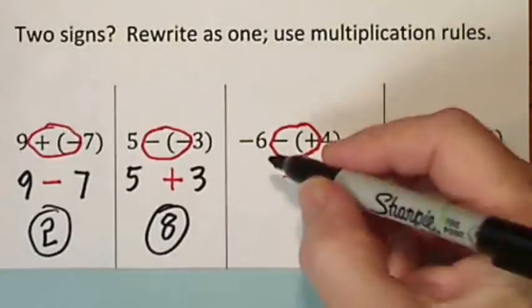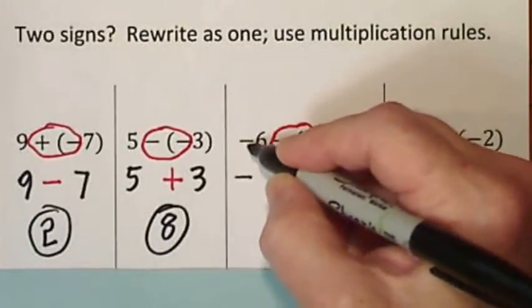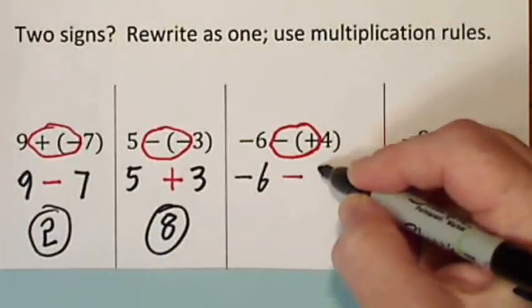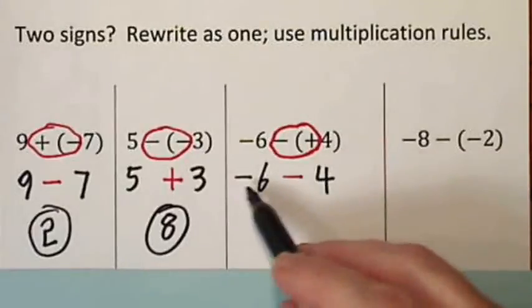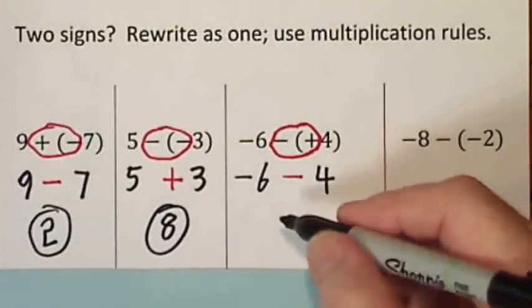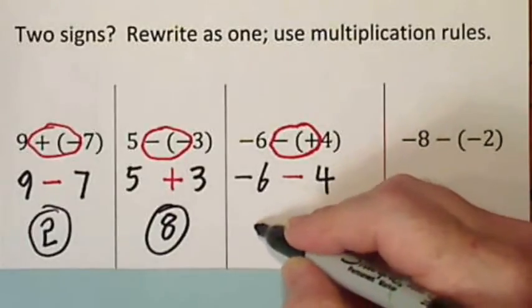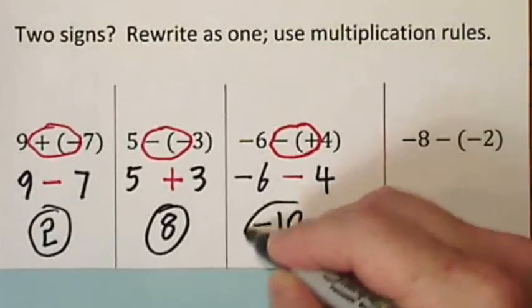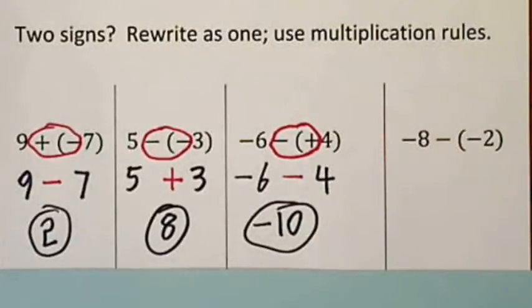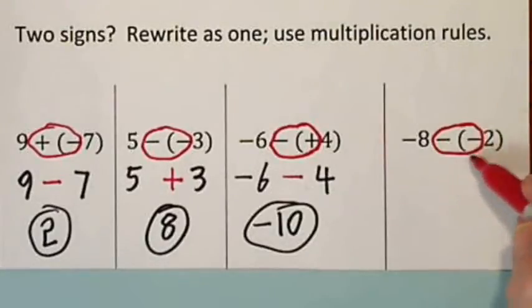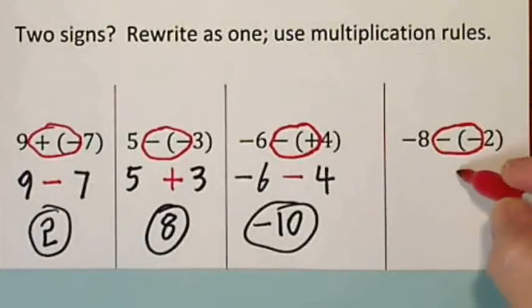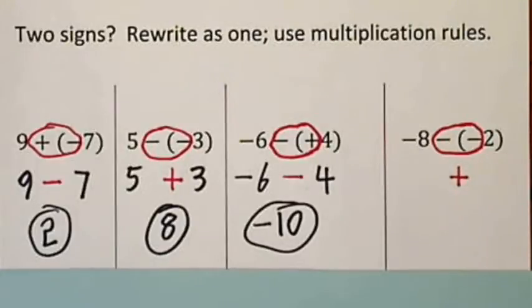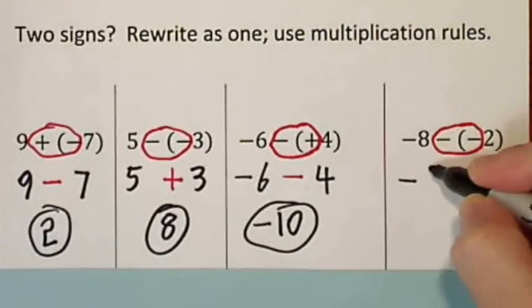Bring down whatever you haven't touched. I haven't touched this negative or the 6. The 4 comes down. Signs are the same. We add and keep the sign. And on the last one, on this one, negative times a negative is positive. Bring down what we haven't touched.